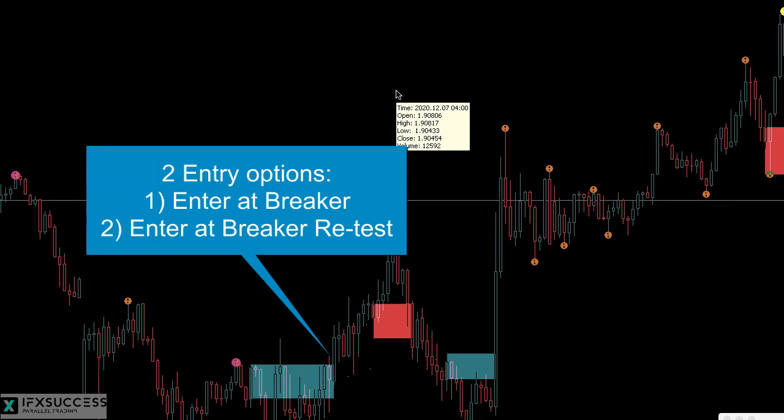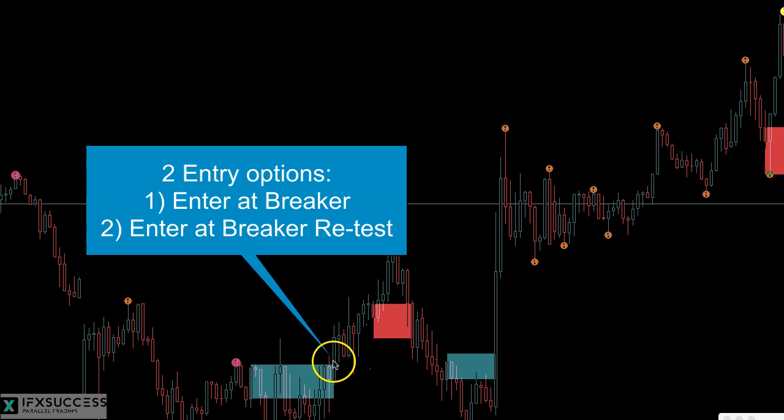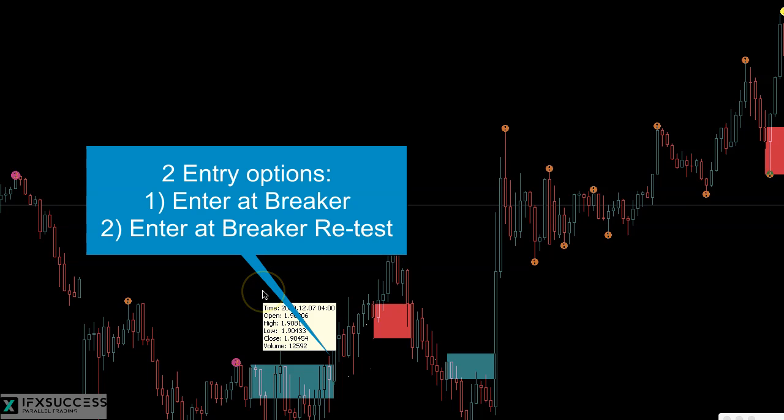We could either buy right away as soon as we get the breaker. We will buy either at the candle that gave us the breaker, on the next candle, or we will wait for a retracement on this zone to be able to buy and get a better price.